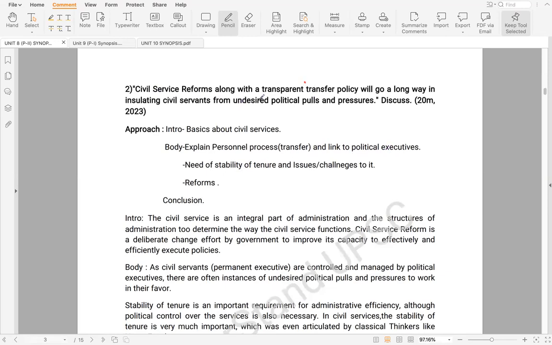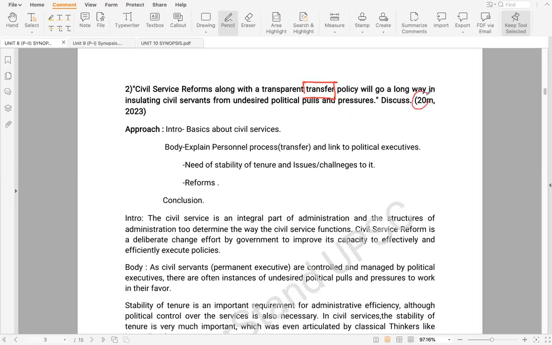Civil service reforms along with the transparent transfer policy will go a long way in insulating the civil servants from undesired political pulls and pressures. Discuss. Yes, so this is directly related to the politicization of bureaucracy, etc. In reference to the transfers, right?